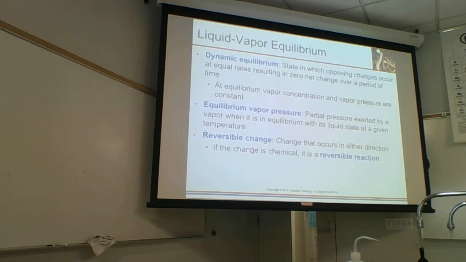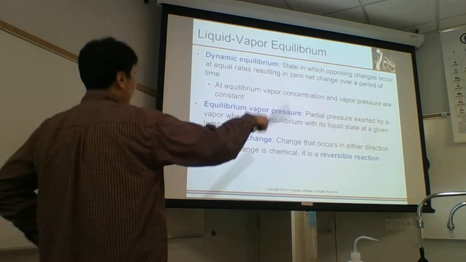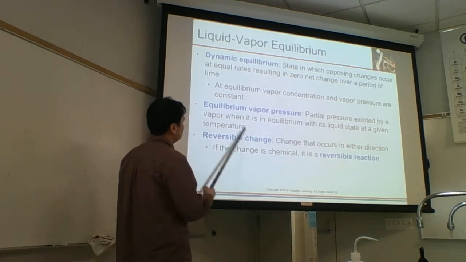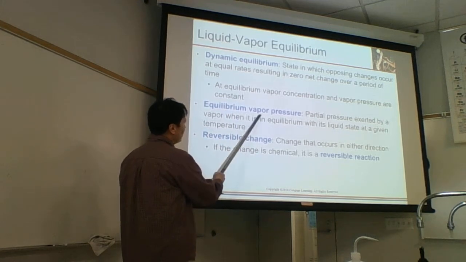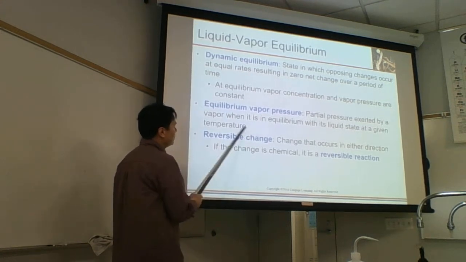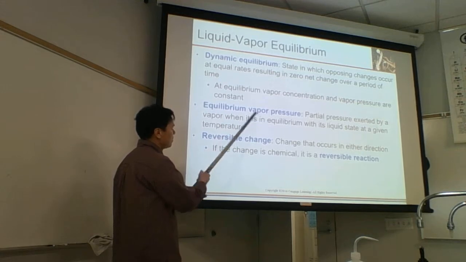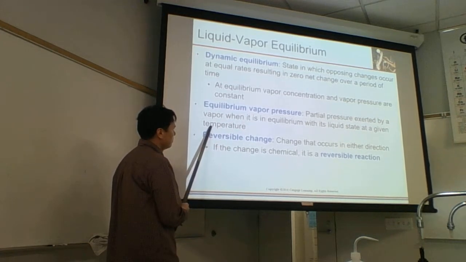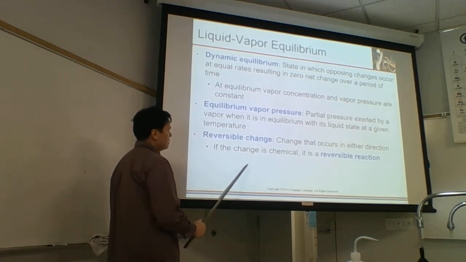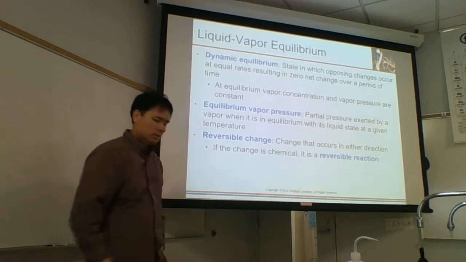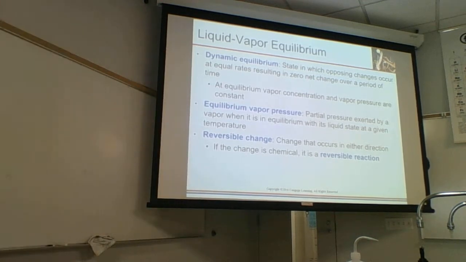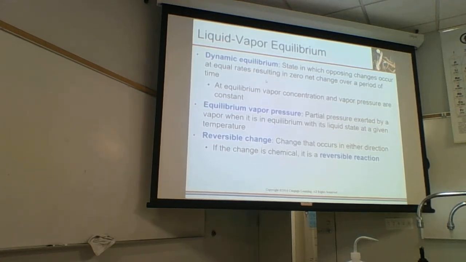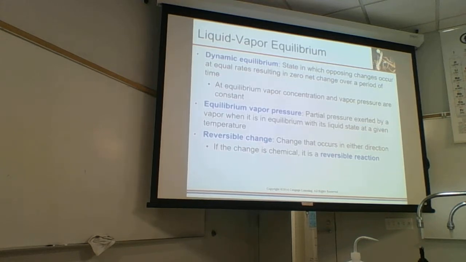All right, so about the dynamic equilibrium, it's dynamic because vaporization and condensation are in equilibrium. Equilibrium vapor pressure is once we've hit 100% humidity, what is the pressure of the water molecules? It's a reversible change because vaporization is opposed by condensation. Condensation is the reverse of vaporization. Dynamic equilibrium shows that. It's liquid vapor.